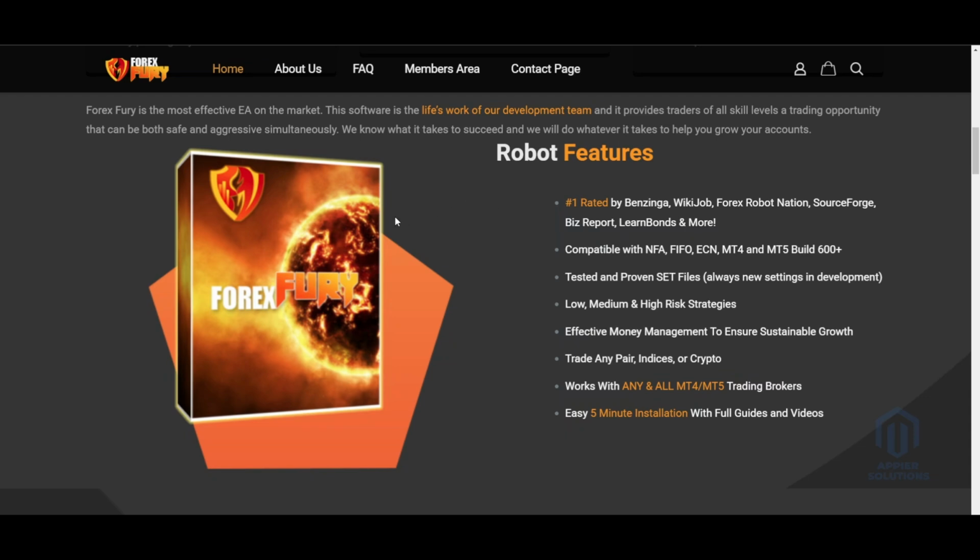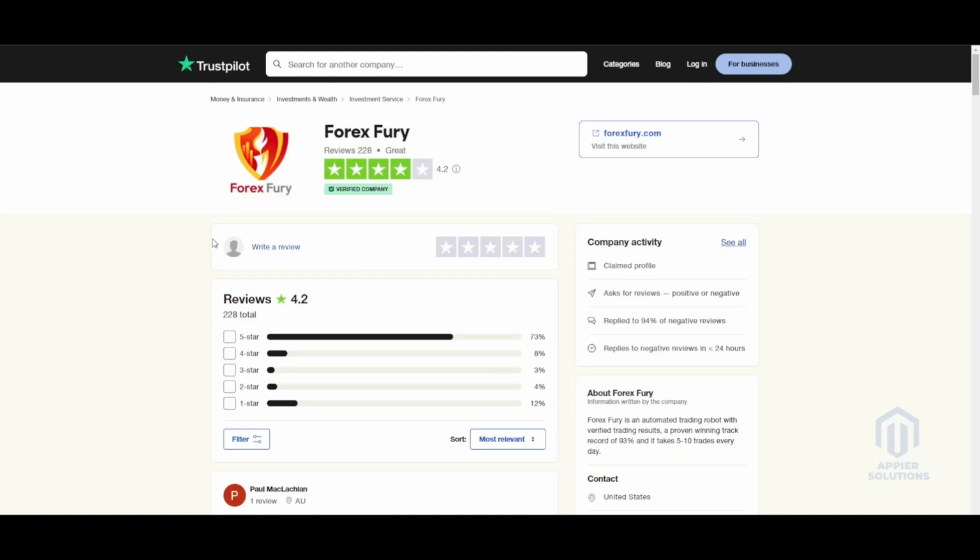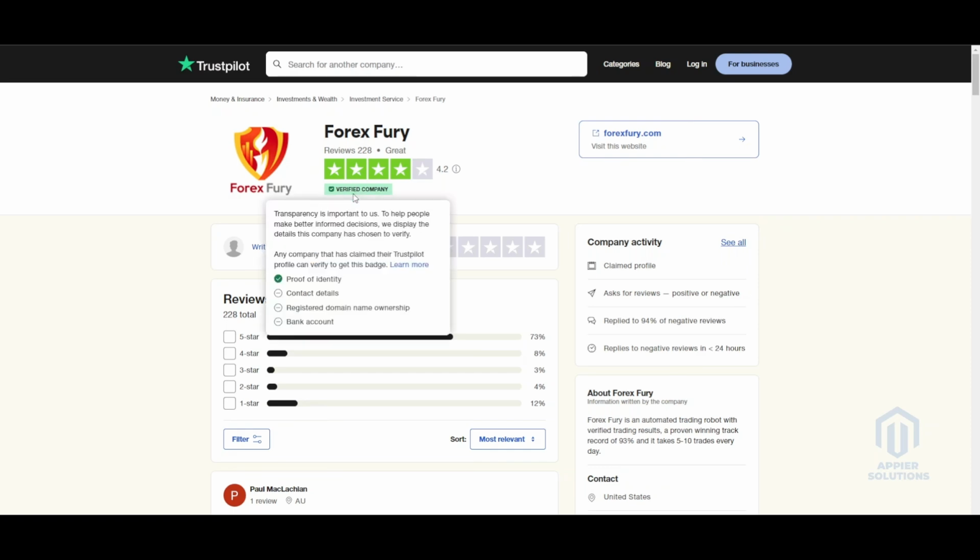So let's read some of the reviews over the internet to see if it is actually legitimate and credible for the users who have been using it for a while. So let's go to the Trustpilot website. As you guys can see, it has been rated 4.2 stars, while only 228 people have rated it. 73% have rated it 5 stars and only 12% have rated it 1 star. As you can see, it is a verified company with a proof of identity.